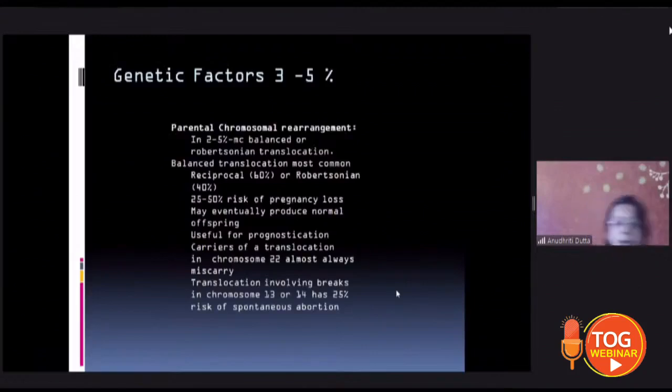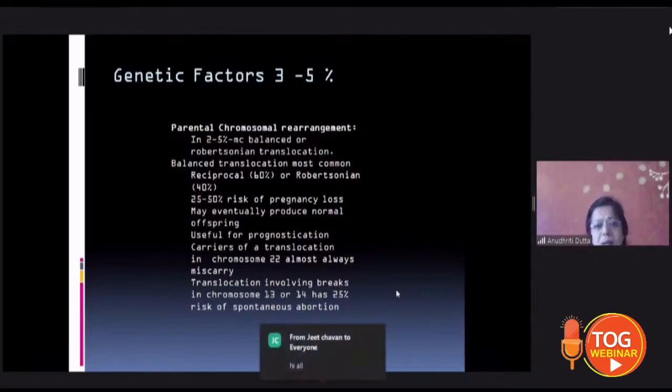Now, genetic factors: if we do a parental chromosomal rearrangement study, we very commonly find a balanced translocation, either a reciprocal or a Robertsonian translocation. And there is a 50% risk of pregnancy loss in case of genetic factors, but eventually these may produce a normal offspring. So genetic factors are usually more useful for prognostication of the condition.